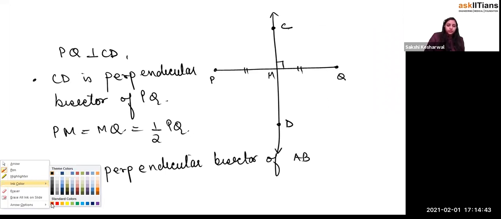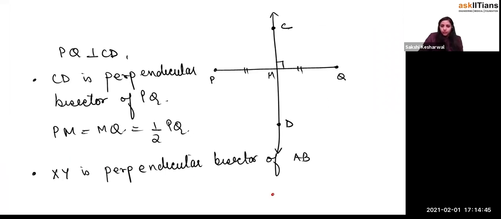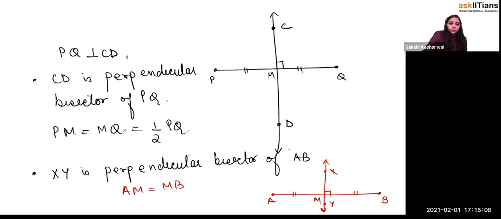You will be making the figure. XY is the perpendicular bisector. So AB will definitely be a line segment, and PQ can be a line, it can be a line segment. So you can draw like this, right? This is X, and this one is your Y. So this is equal to this, and this is making a 90 degrees. So I'm naming this as M. So AM is equal to what, beta? MB, right?